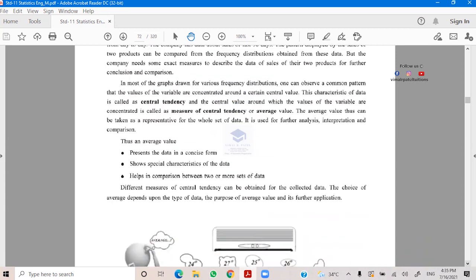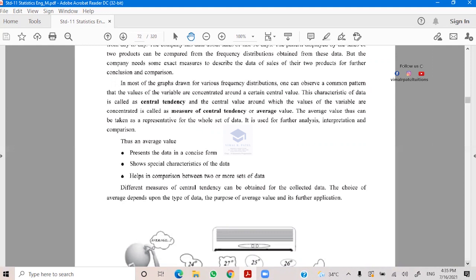So average value presents the data in concise form. Means from the average, you can have an idea about the overall information or data. If I'm talking average marks obtained by a student in 10th standard in a particular school is 70, means on an average, each and every student has scored 70%. That does not mean that every student has got 70%. Some student may have 90%, some may have 58%. But this is an indication of overall performance. That is average.